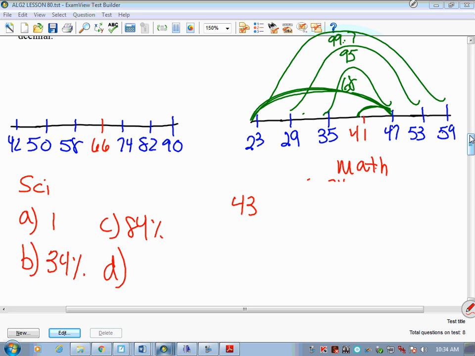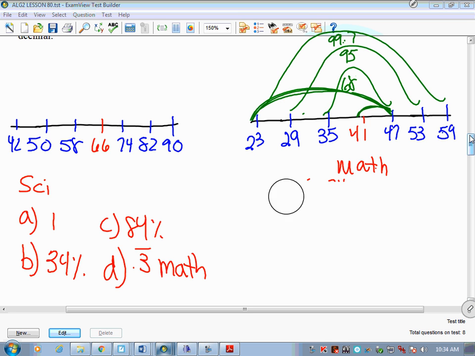43 minus 41 divided by 6. Okay? So 43 minus 41 should be what, 2? So what's 2 divided by 6 as a decimal? Probably 2 6 is going to be what, 0.6 repeating? Or 0.3 repeating, right? Because it reduces to 1/3. All right. So we should get 0.3 repeating for math. Okay, let's look at his science.